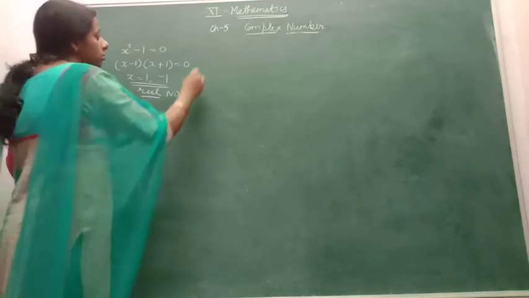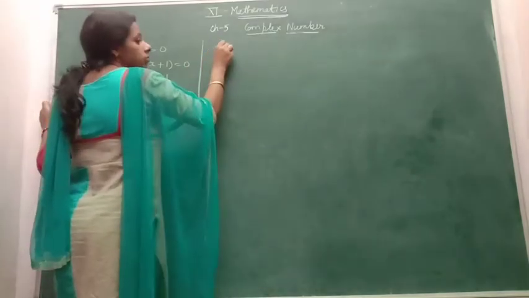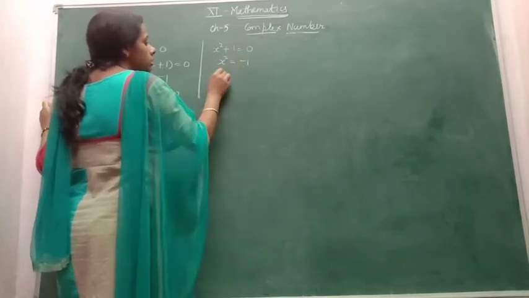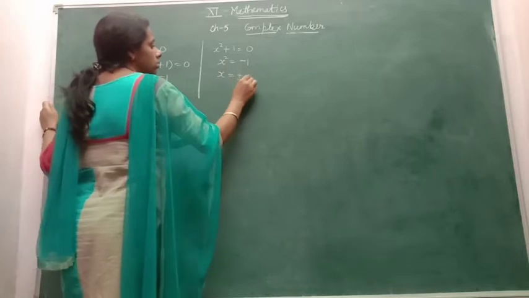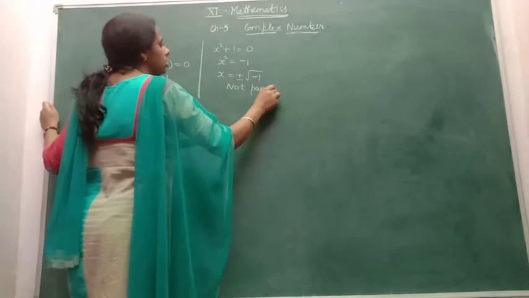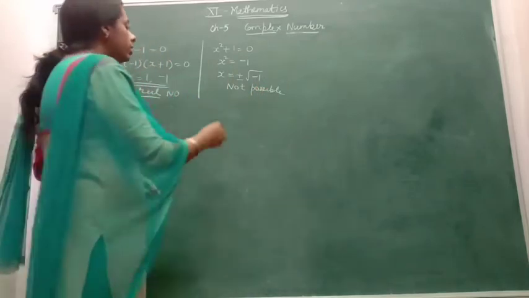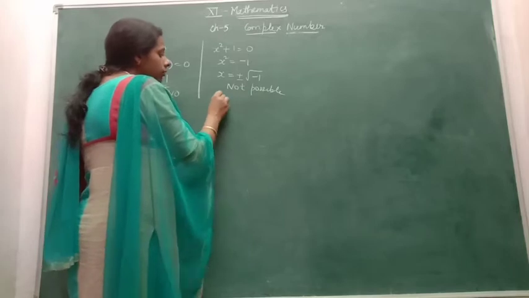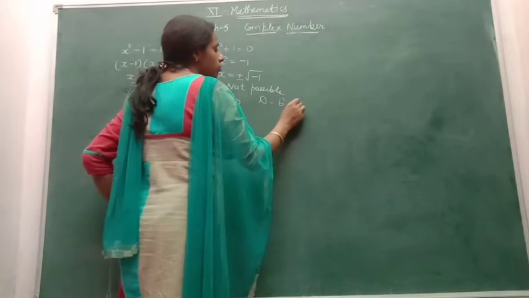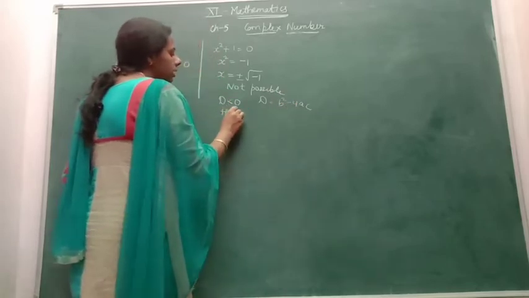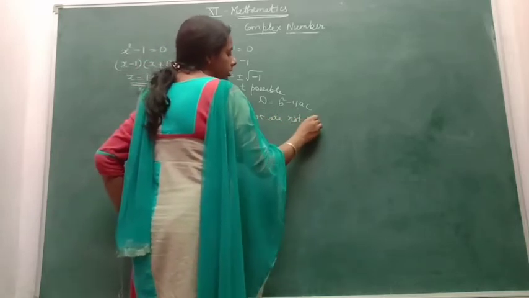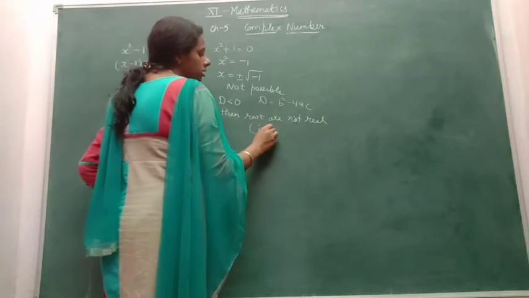If the equation comes in the form of x square plus 1 equal to 0, then x square is equal to minus 1, and the square root of a negative number we will write here as not possible. In class 10th you have studied that if D is less than 0, where D is equal to b square minus 4ac, then you say that the roots are not real, that is, imaginary.